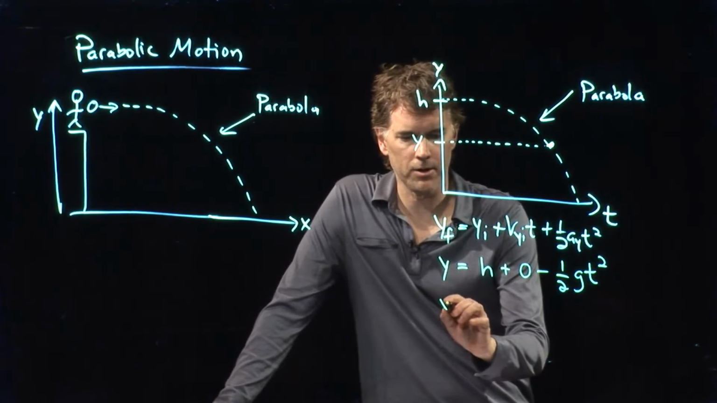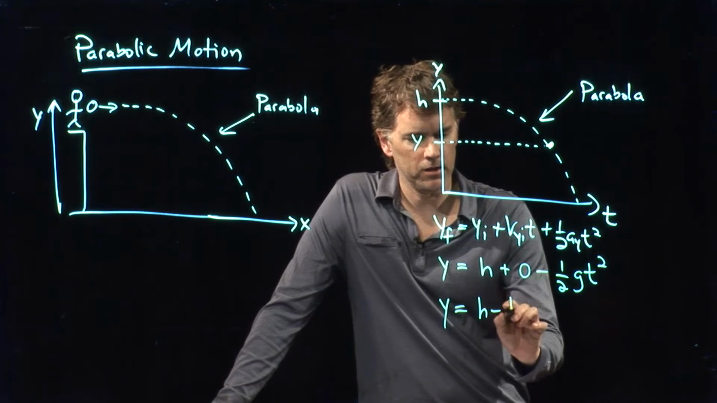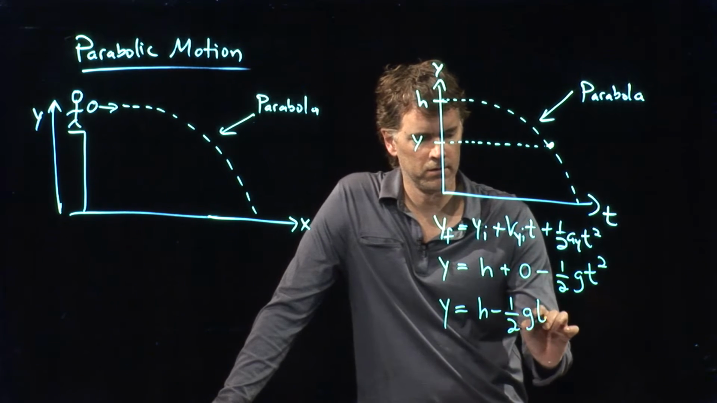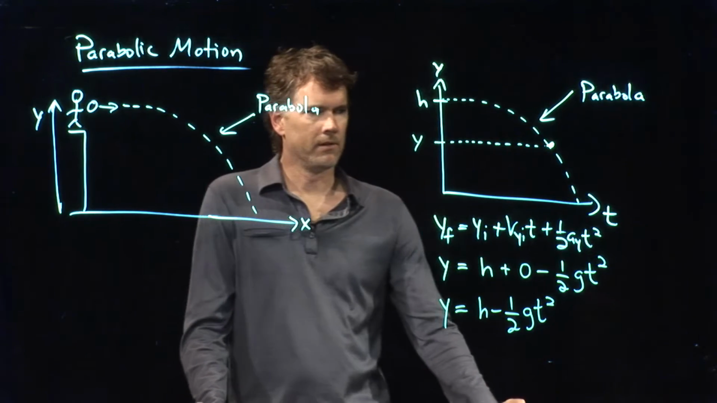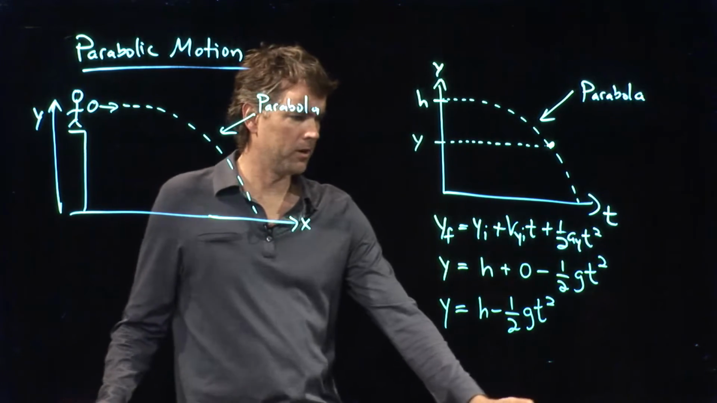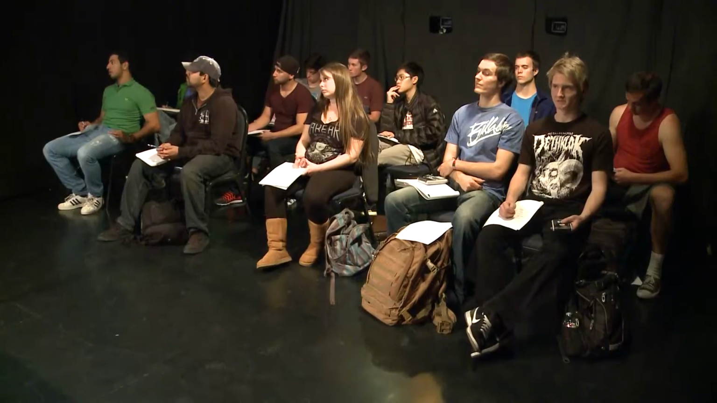And now look, I have an equation that looks like this. Is that the equation of a parabola? Yes, because it's got a t squared in it. It's inverted, of course, because it has the negative sign. It's offset because we started up here at h, but it is certainly a parabola.